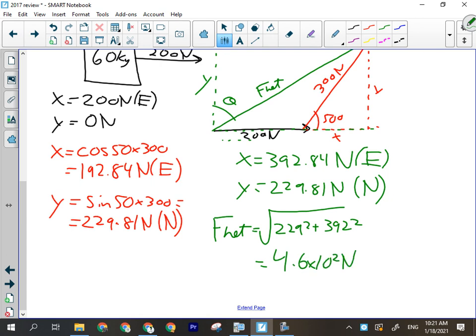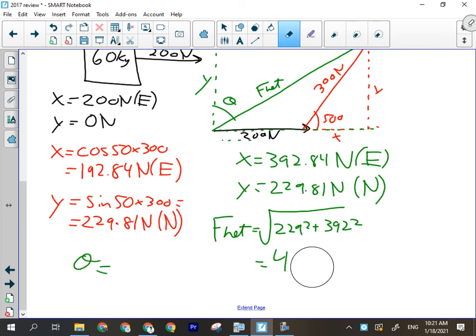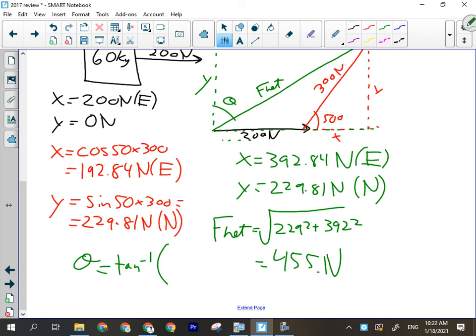Newtons, but now I also need the direction because F net is a vector quantity. Actually, sorry, I don't want to do that yet. I have one more step after that. Whatever. I have the decimals in my calculator. Okay, so theta is going to be tan to the minus 1 of, for me, the way I drew the triangle, 392 over 229, opposite over adjacent.